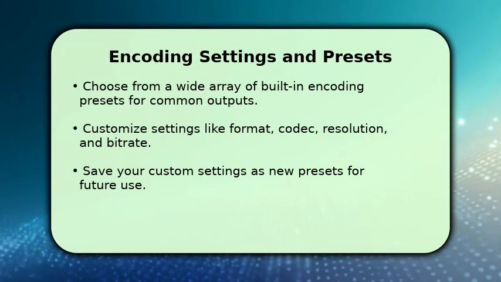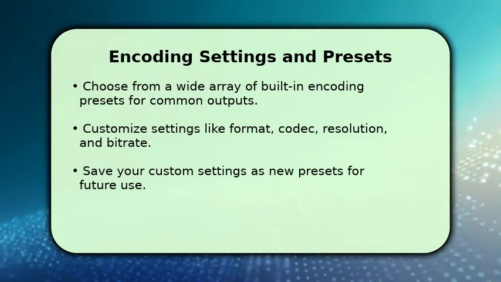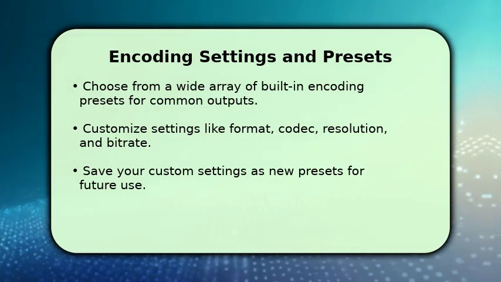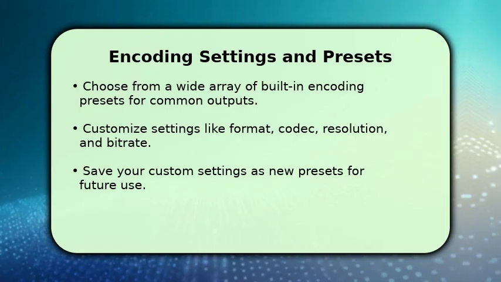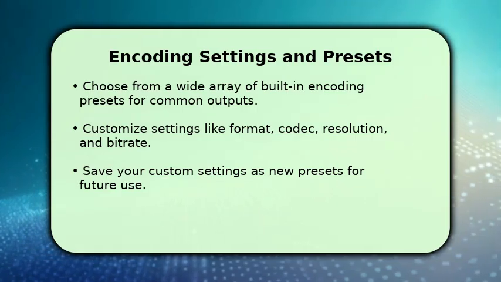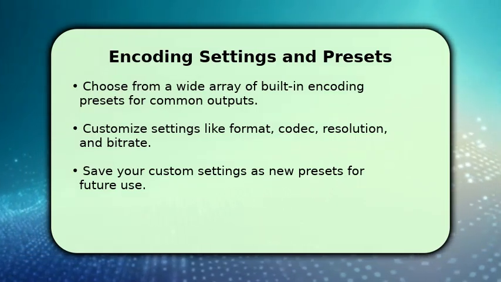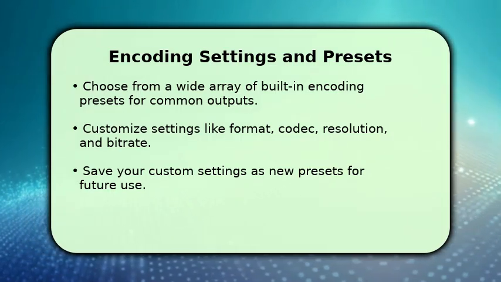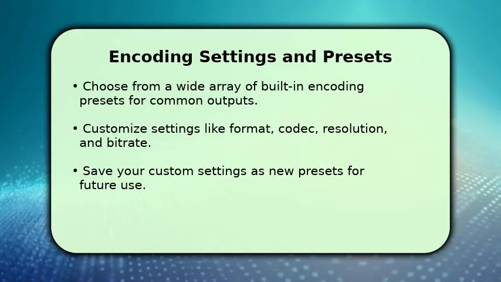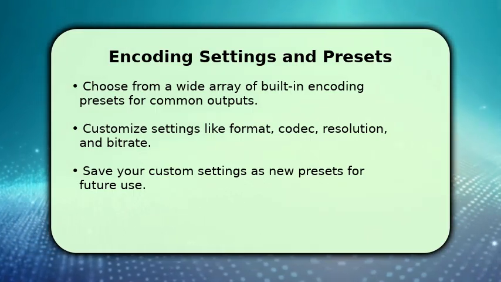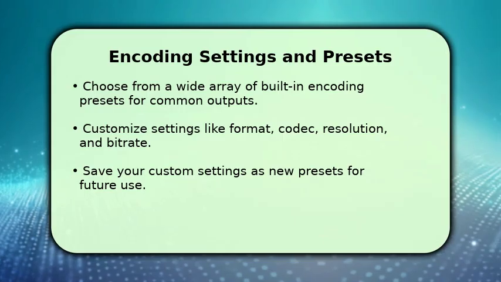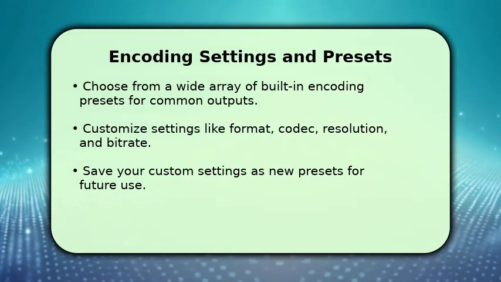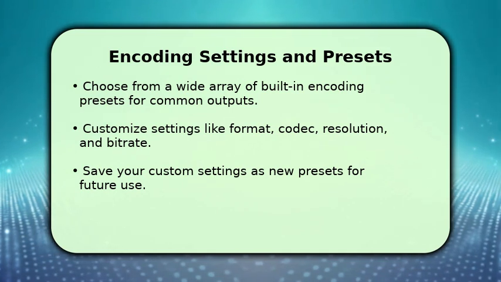Now, let's talk about encoding settings. Media Encoder offers a vast library of built-in presets for various platforms and devices, from YouTube to Blu-ray. You can also dive deeper to customize every aspect, including the format, video codec, resolution, and bitrate, ensuring your output meets exact specifications. Once you have fine-tuned your settings, save them as a new custom preset. This allows for quick and consistent application across multiple projects, saving you valuable time.